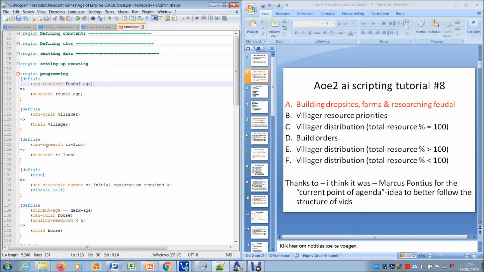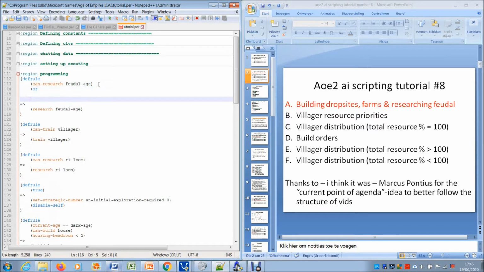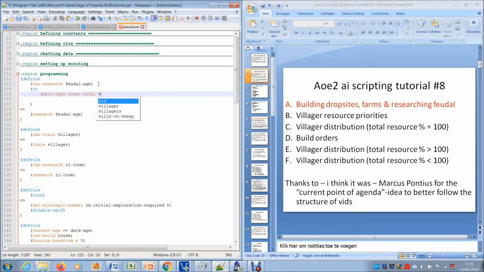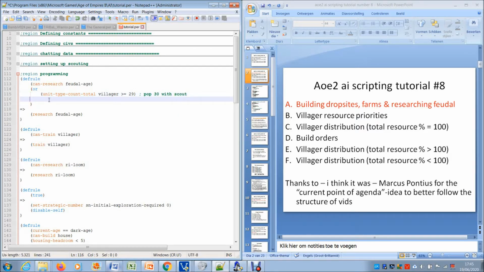Now we can put extra conditions with the can research feudal age. We will use another or, like we learnt last week. Unit type count total villager is greater than or equal to 29. That means a pop of 30 with the scouts. Or players current age and the enemy greater than dark age.